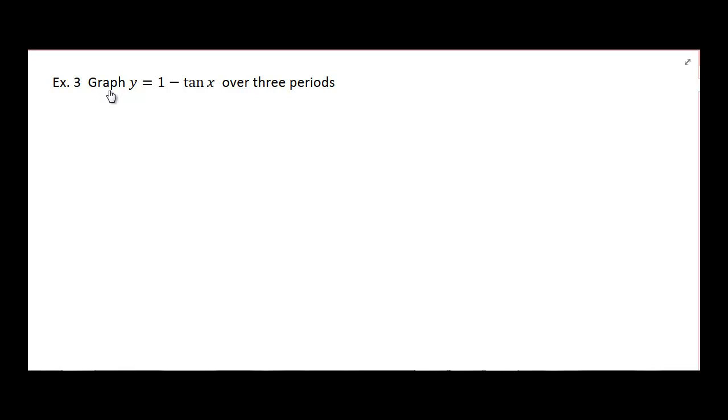So let's see in this video what effect a vertical shift has on my tangent graph. Here I have, in this example, where I want to graph y equals 1 minus tan x, and again I'm going to do this over 3 periods. So just like before, we're going to start by identifying what b is, so that's our first step.